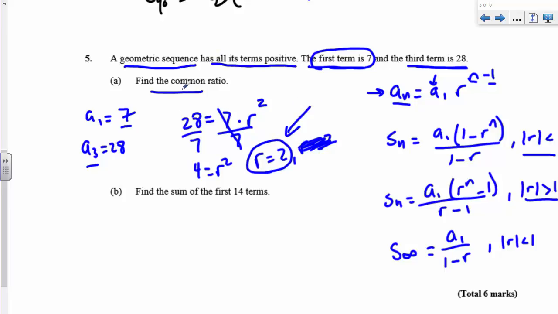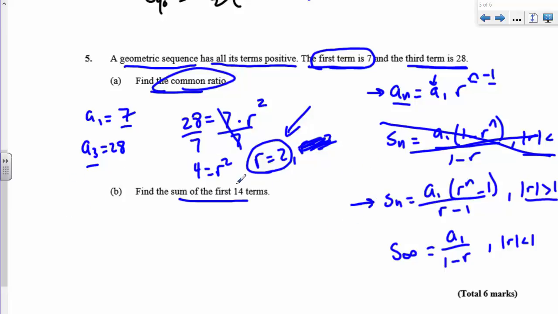That's the solution for the common ratio. That's 2. Now they want me to find the sum of the first 14 terms. Well, this value of R is greater than 1. It's 2. So I'm going to look at this equation right here that says R is greater than 1. I'm going to ignore this one, and we're going to use this one right here. That's the one I want.